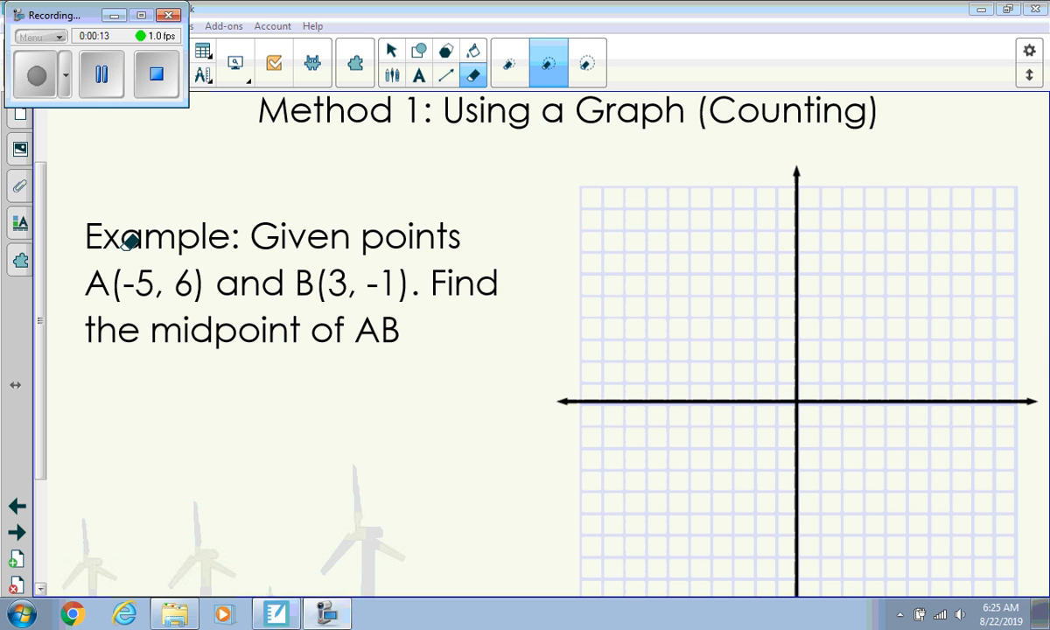Alright, so in this video we're going to talk about midpoint, how to find the midpoint given two endpoints, as well as finding the endpoint given a midpoint and an endpoint. The first method here is graphing. So I'm going to graph my points at -5, 6, and then a point at 3, -1.